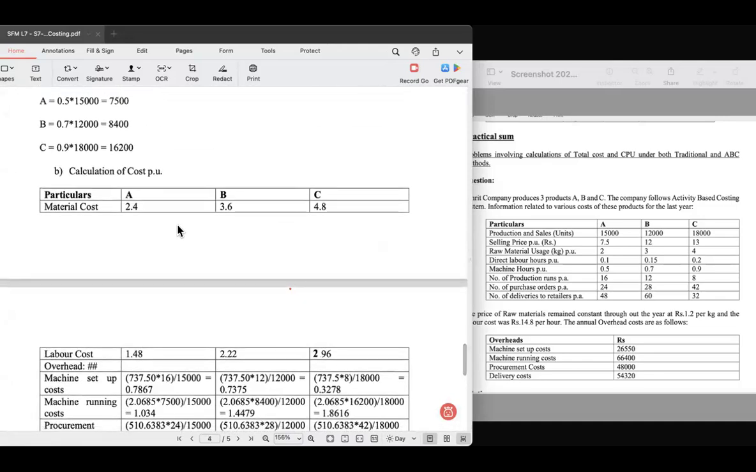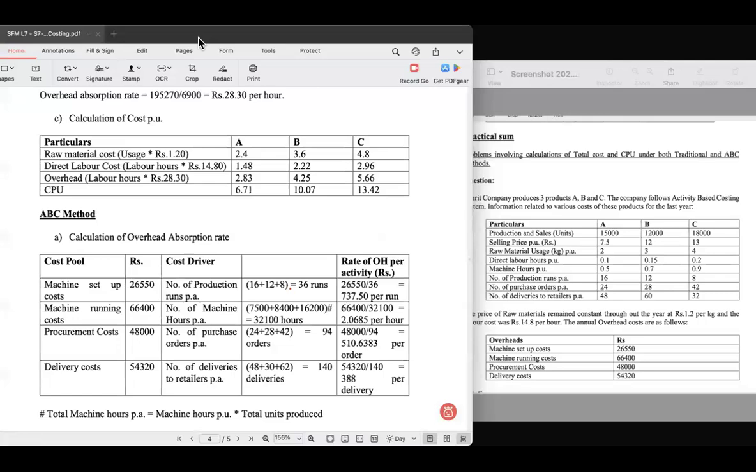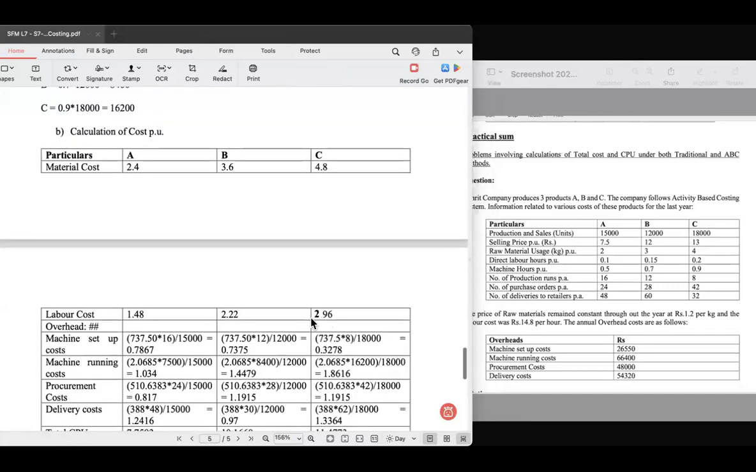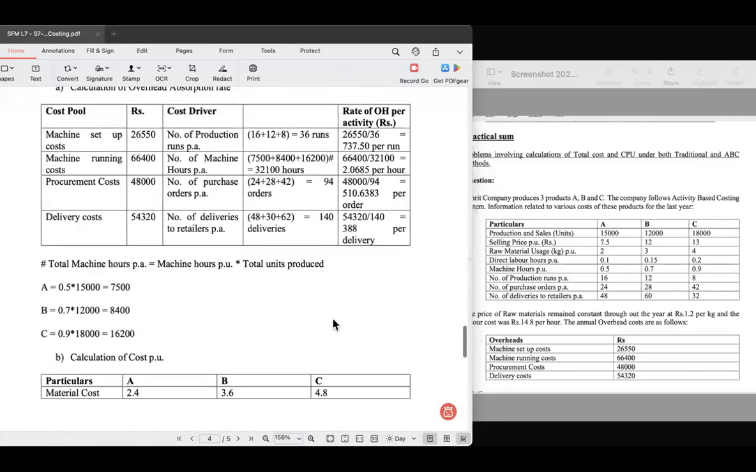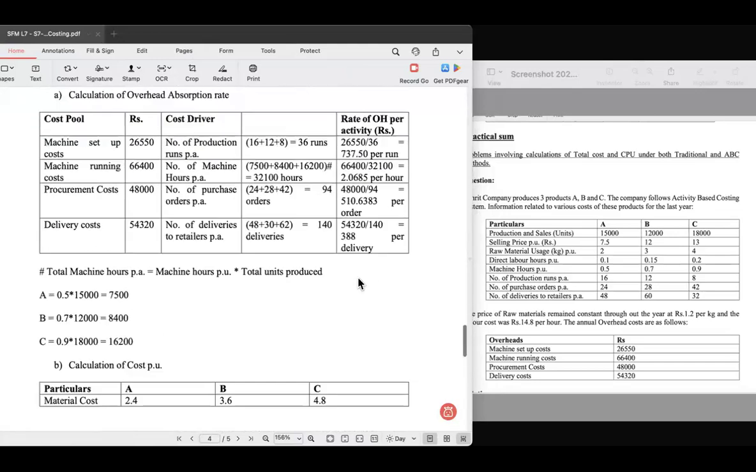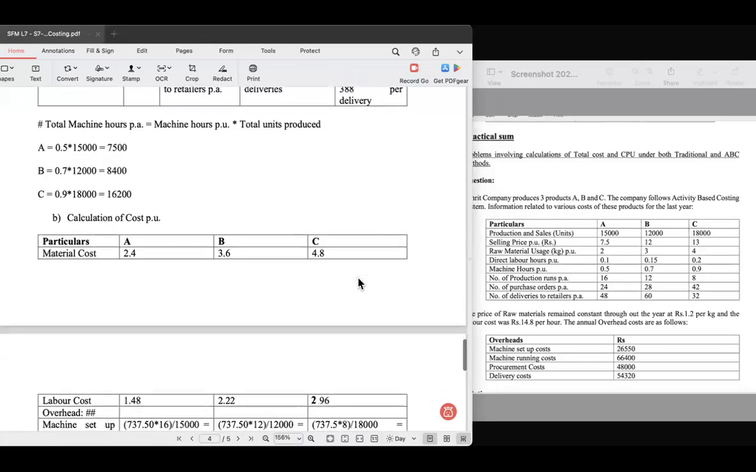Right here, material cost and labor cost is going to be the same as the traditional. See this, 2.4, 3.68, 1.48, 2.22, 2.96. It's going to be the same information for the ABC system as well. So here there's an error. I've corrected it, it's 2.96. Initially this document had 1.96. Let me check again whether there's any error. 2.4, 3.6, 4.8, done. 1.48, 2.22, 2.96.